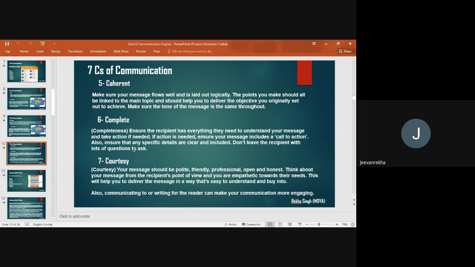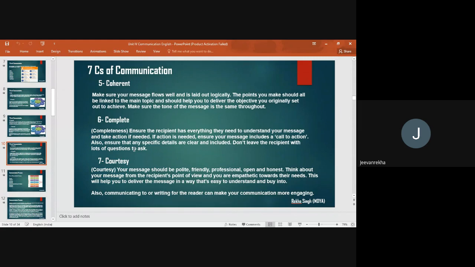So if action is needed, ensure your message includes a call to action. If you can't give a complete message to your mama, saying mama, I'm going to school, college, whenever you're going, and if you didn't give a clear or complete message, then go there and call her. Call her, mama, I'm here. So that she will not be in tension. Getting my point? Yes or no? Yes, ma'am. Clear? Yes, ma'am. Good. So call to action also.